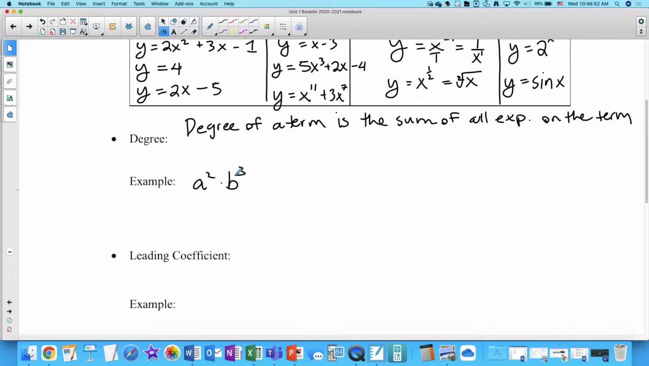The reason for that is degree is actually the number of variables that you're multiplying together. And so if you think about this being expanded, okay, that's a string of 5 variables. And so that's why we add the exponents. The degree there would be 5. Okay?